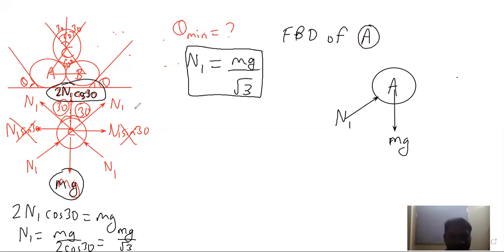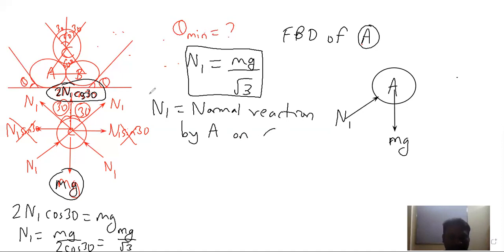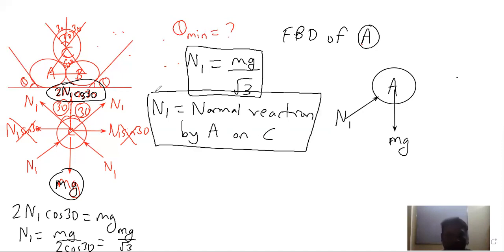See here, N1 is the normal reaction by A on C. Now what we are considering is N2. So N2 is the normal reaction by cylinder C on A. Let us see the direction of N2. N2 will be something like this. So here we will have N2. Let me show it here.